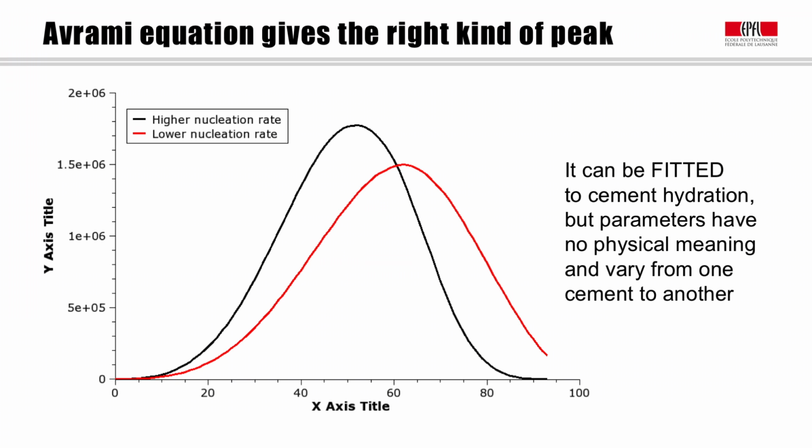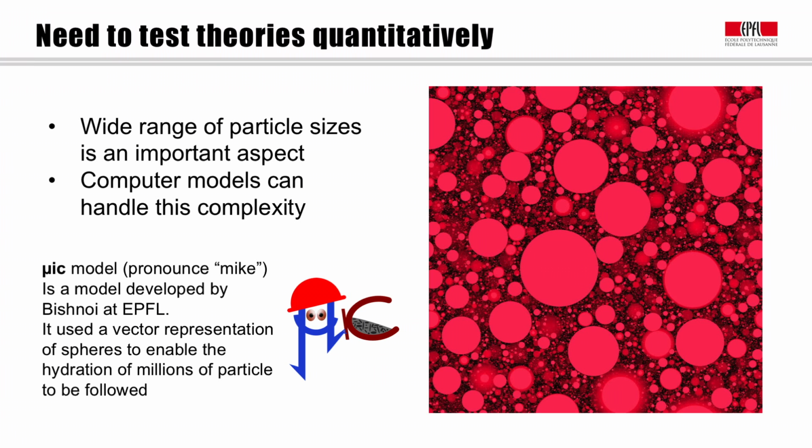But the problem is that then you come up with parameters that have no physical meaning and vary enormously from one cement to another. So this really underlines the fact that to really understand the right mechanism, you have to do a very wide range of experiments and you have to analyze those quantitatively. Now, in terms of doing the quantitative analysis, it's very useful to be able to rely on computer models. And one aspect which we need to well capture in computer models is the fact that we have a very wide range of particle sizes.